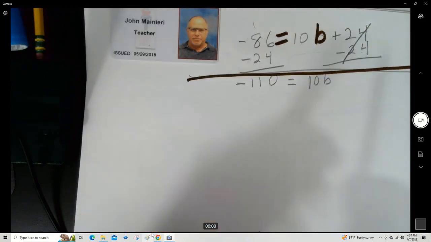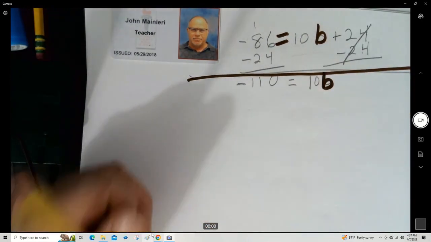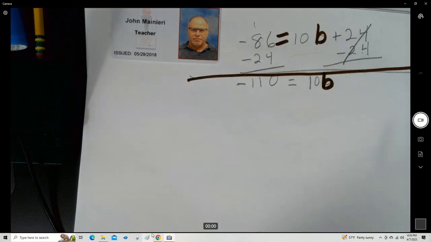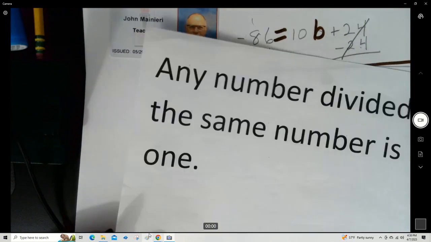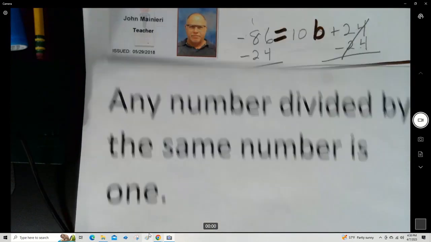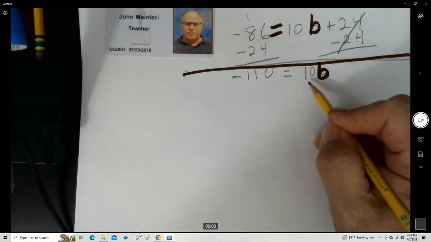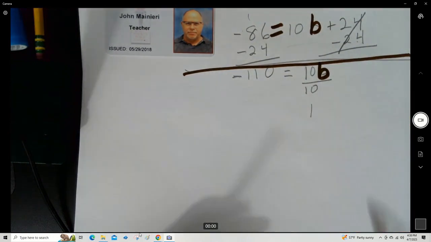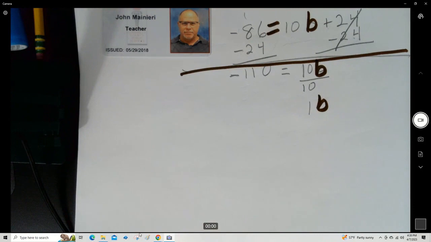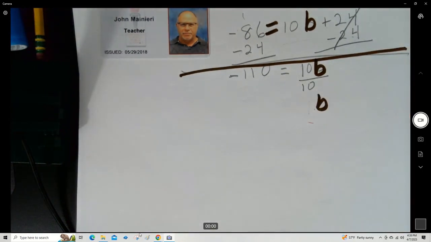We don't want to know what 10b is. We want to know 1b. Any number divided by the same number is 1. Very important. Because 10 divided by 10 is 1. And 1 times b, what is 1 times b? Any number times 1 is that number, so we're just going to write b.